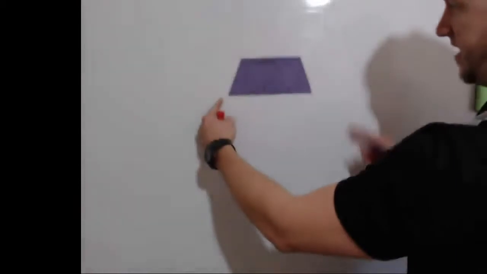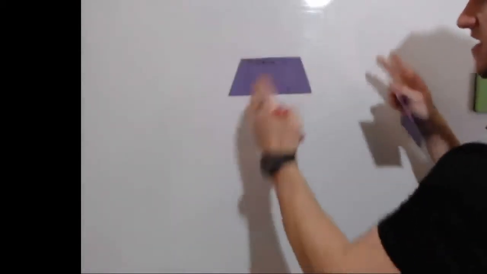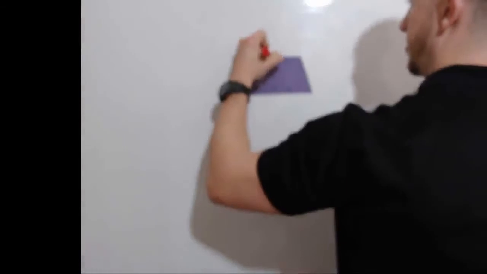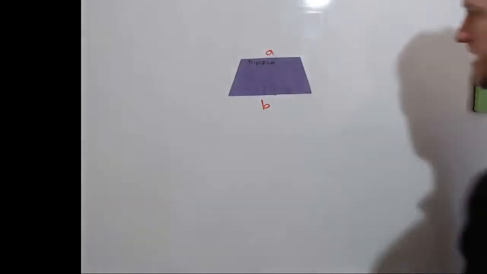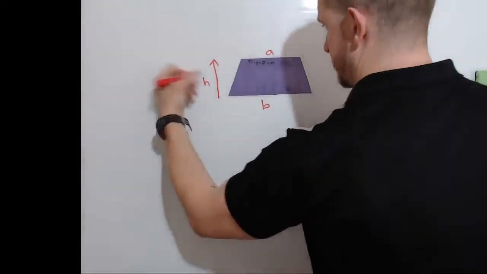A trapezium is very similar to a parallelogram, except this side and this side are no longer parallel. They're both slanting inwards, so they're not the same. So if I had a trapezium and I wanted to know what the area is, well, generally on a trapezium we have two sides. So I know this side and this side. The only other thing I could need to know is how tall it is, which is the height.